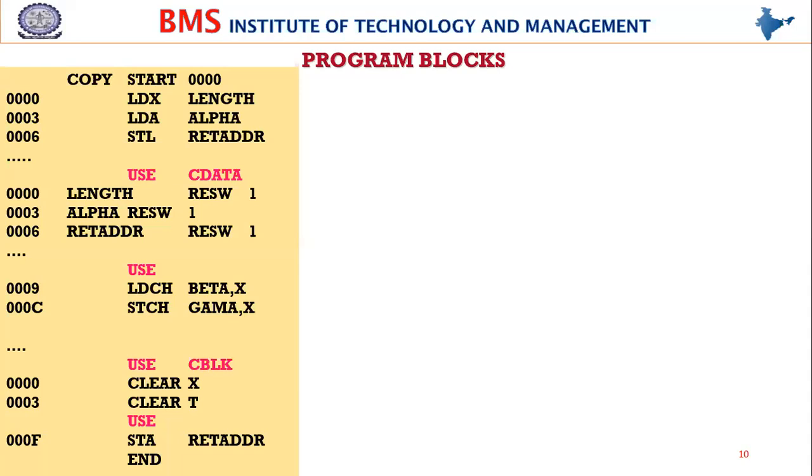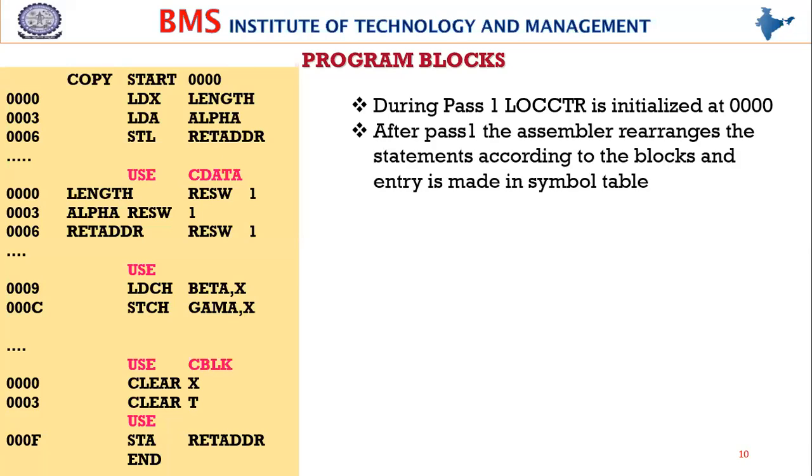Your default block is written in three places. First LDX, LDA, STL. After that LDCH, STCH. After that, one more STA. So these sets of instructions belong to the default block. Three instructions belong to your CDATA: LENGTH, ALPHA, RETADR. And two instructions belong to your CBLOCK. This is how we are logically partitioning the program into blocks, right?